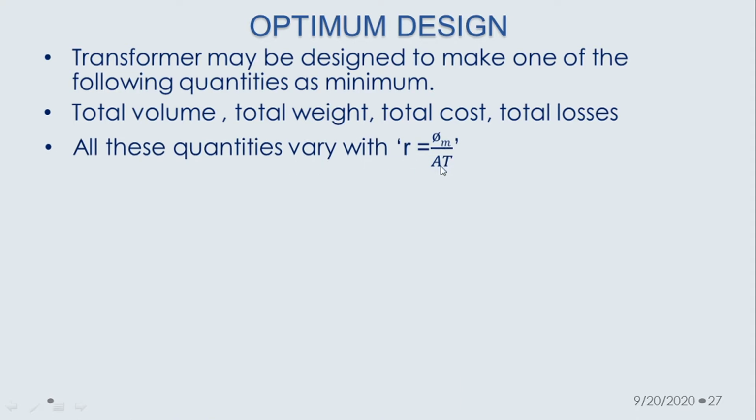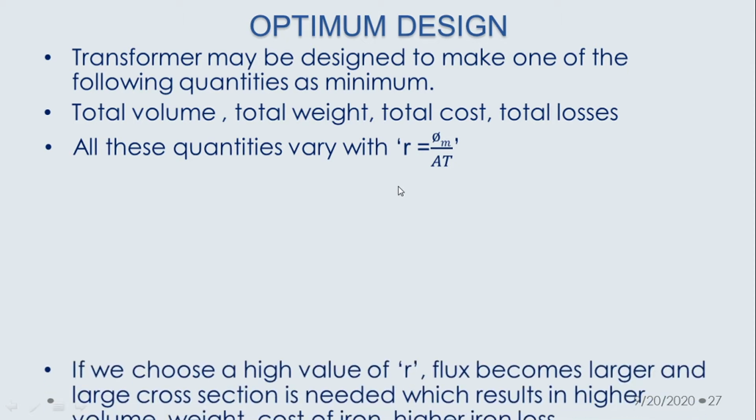r is given by phi m by AT. Phi m is the maximum flux, that is, you can say the magnetic loading of the transformer, the magnetic part, and AT is the electrical loading part, that is ampere turns. So all these quantities like volume, weight, total cost and total losses depend upon the ratio of these parameters, that is magnetic loading and ampere turns of the transformer. So this ratio is given by r.